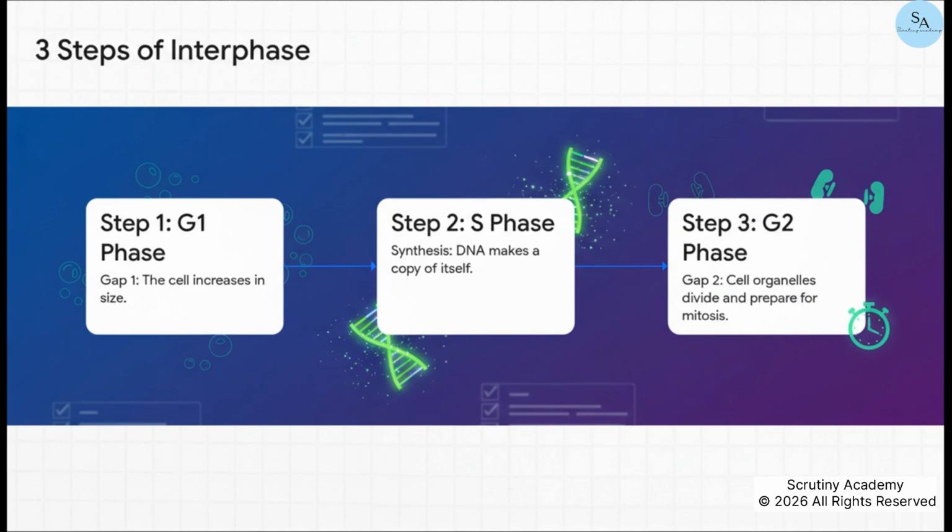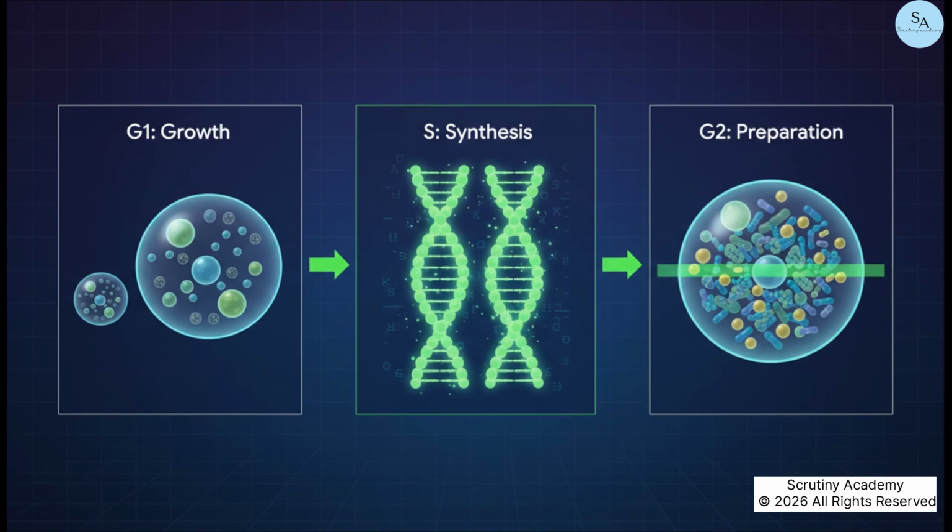You can think of it like a pilot's pre-flight checklist for the cell before it takes off. So here's what's happening in each step. In G1, the cell just gets bigger, bulks up. Then comes the S phase, or synthesis phase. This is the absolute most important part. It's where the cell copies its entire DNA blueprint. Once that's done, there's no going back. The cell is committed to dividing. And finally, in G2, it doubles all its internal machinery and does one last check before division.